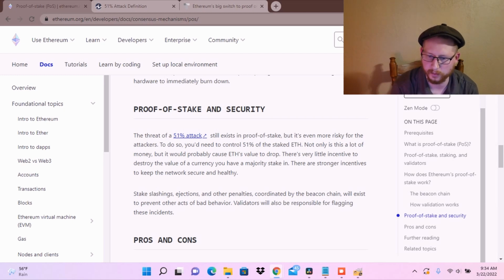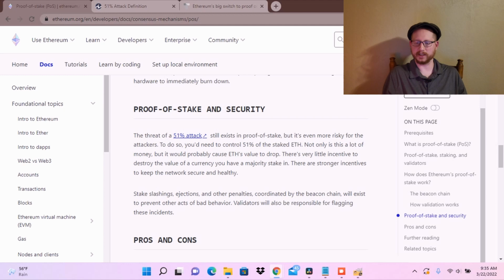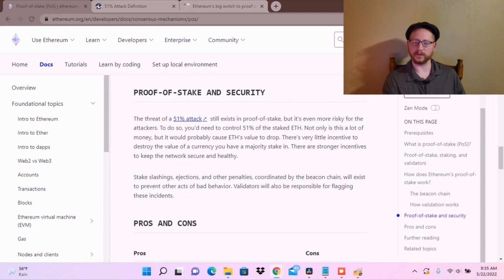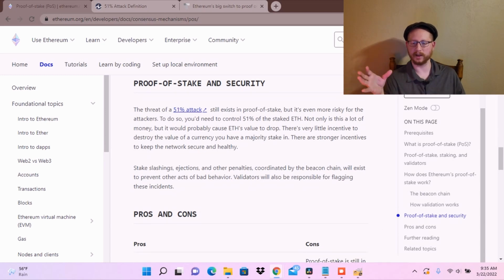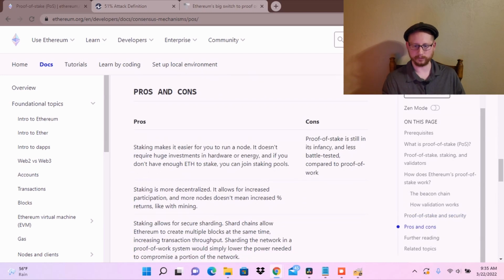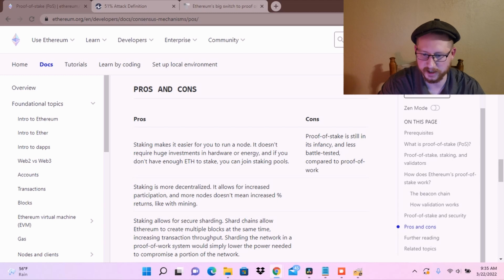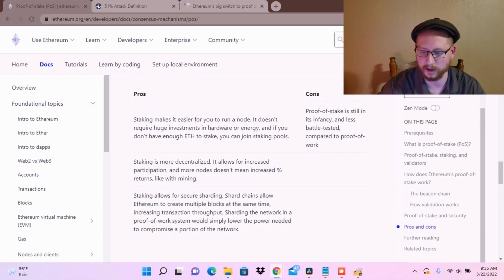Not only is there a lot of money, but it would probably cause Ethereum's value to drop if there was an attack. There's very little incentive to destroy the value of a currency you have a majority stake in. There are stronger incentives to keep the network secure and healthy. Like I said before, people were getting paid for proof of work, but with proof of stake, they have something to risk. They have something out there, and if they misuse their power, then they will lose what they have. Stake slashing, ejections, and other penalties coordinated by the Beacon Chain will exist to prevent other acts of bad behavior. Validators will also be responsible for flagging these incidents. So you also have to worry about other people catching on to what you did.